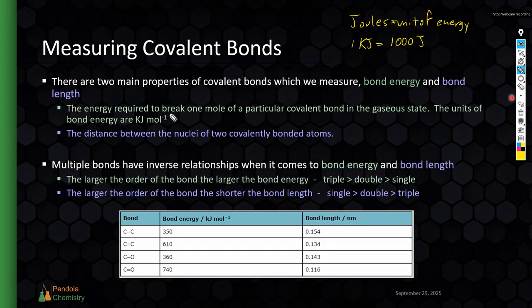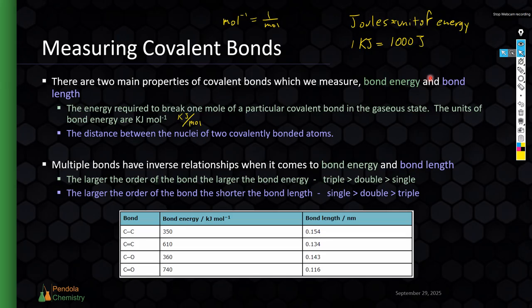And then why mole to the negative 1? Well, remember, mole to the negative 1 is the same as saying 1 over mole. So what we're saying here, kilojoules mole to the negative 1, is kilojoules per mole, or divided by moles. Why? Because it's how many kilojoules of energy it takes to break 1 mole of that particular bond in the gaseous state. That's why the measurement is in kilojoules per mole.